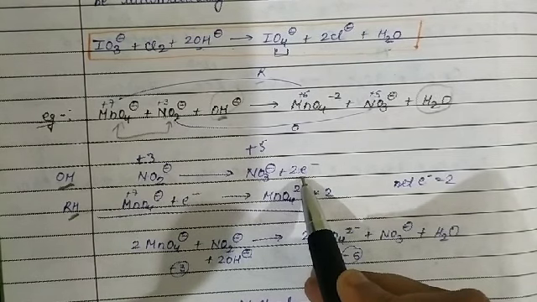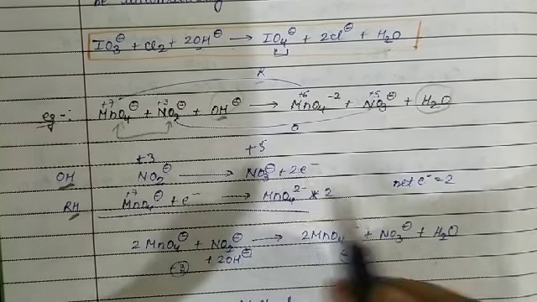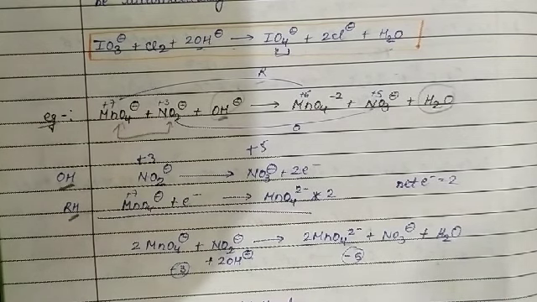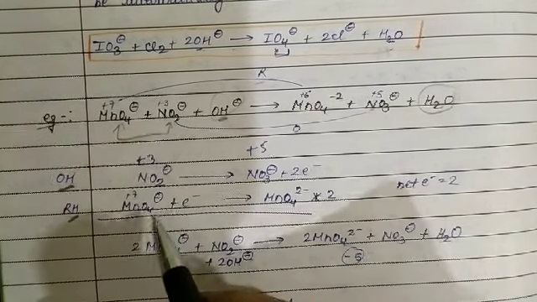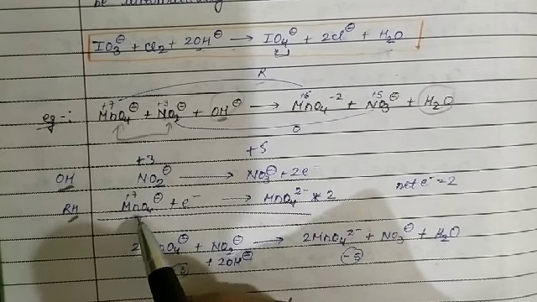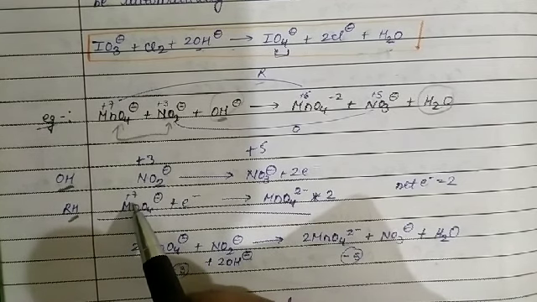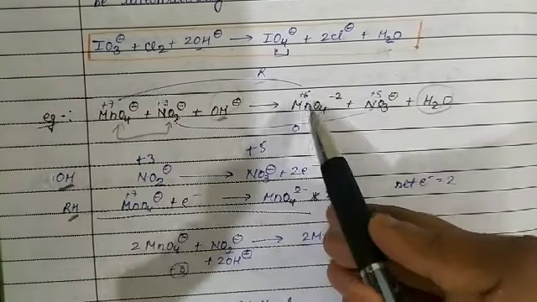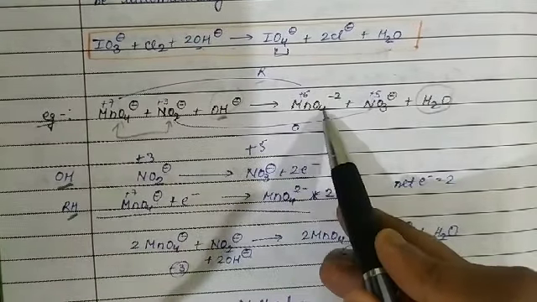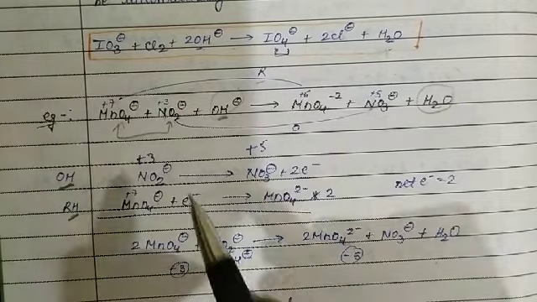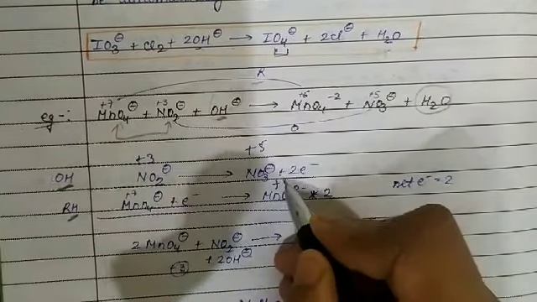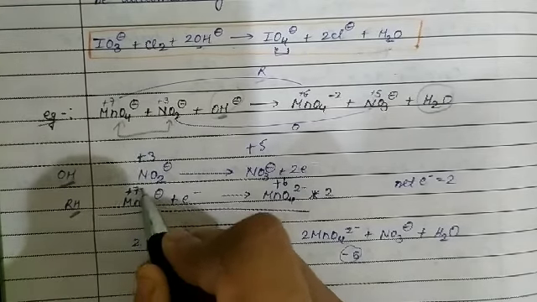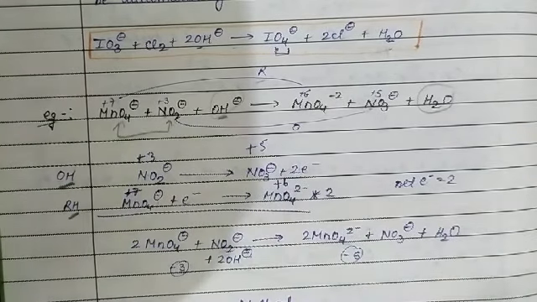Therefore 2 electrons are added on the right hand side, meaning loss of electrons. Therefore this is the oxidation half reaction. Now write the reduction half reaction. We see the oxidation number of manganese is +7 in MnO4 minus, and the oxidation number of manganese is +6 in MnO4 2 negative. So +7 to +6 means add 1 electron to the left hand side.